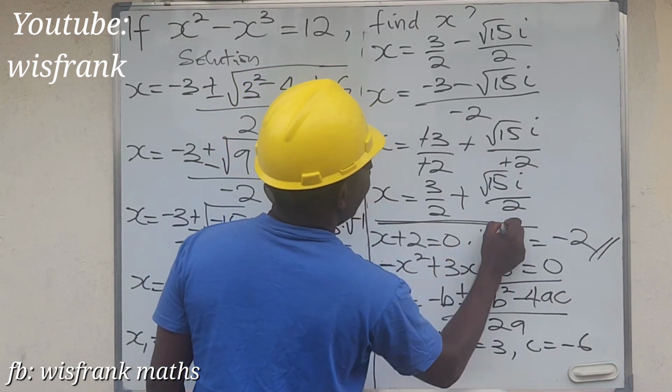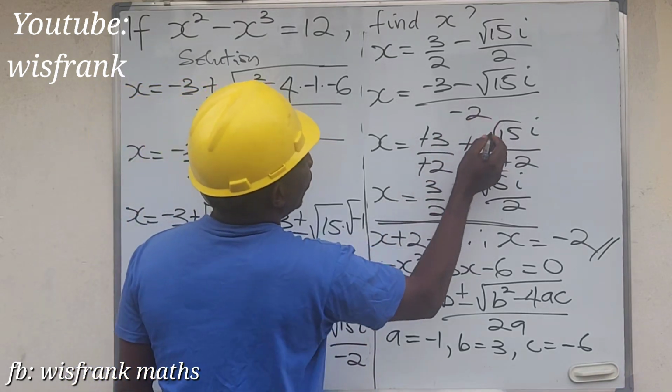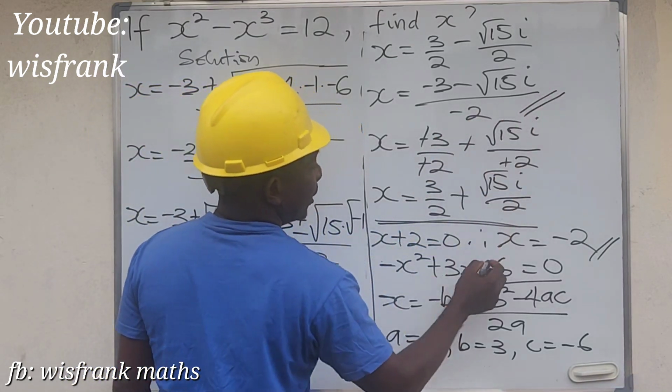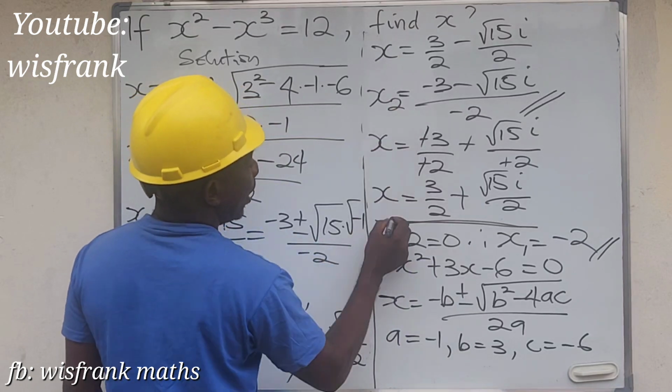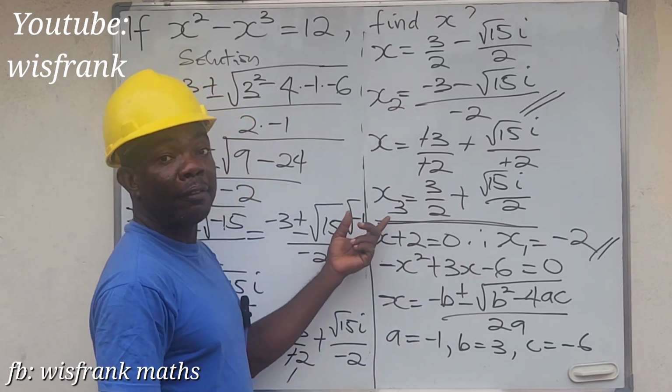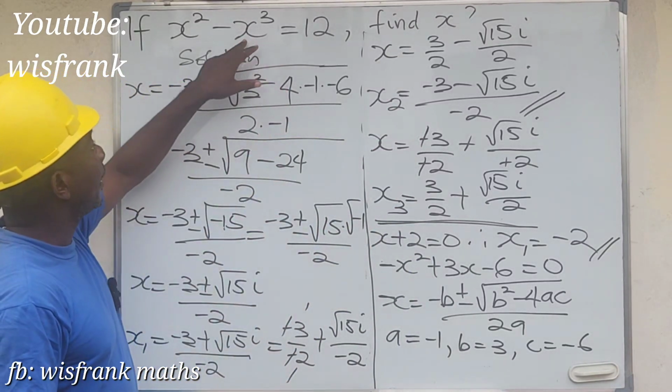So these are the values of x. And also, we have here as the value of x. We have x1 here, we have x2 here, and we have x3 here. So those are the three values of x that satisfy this expression.